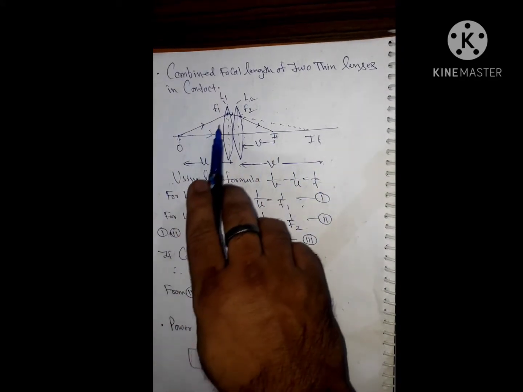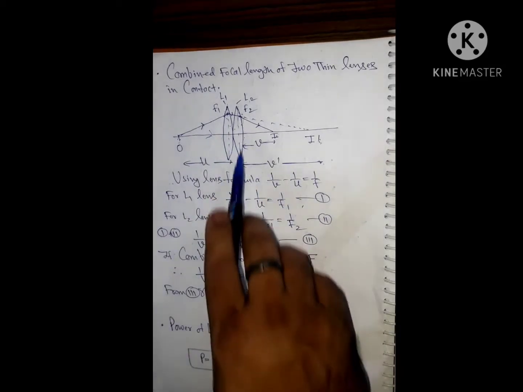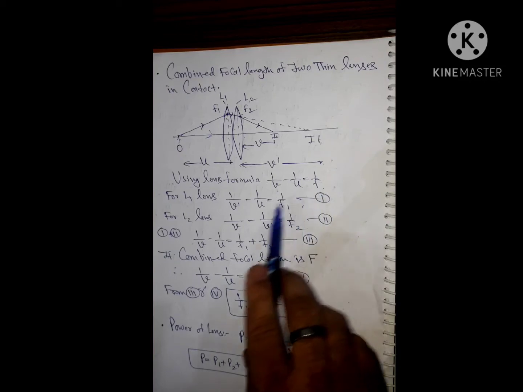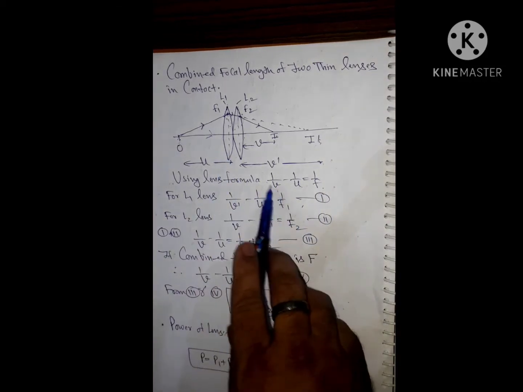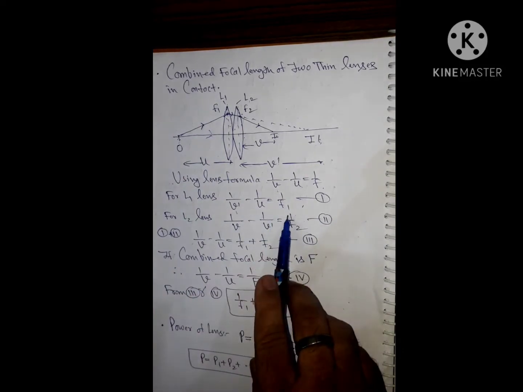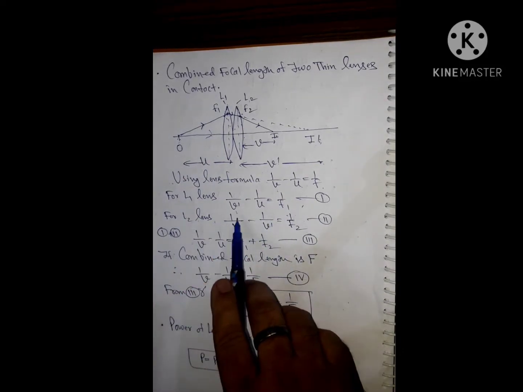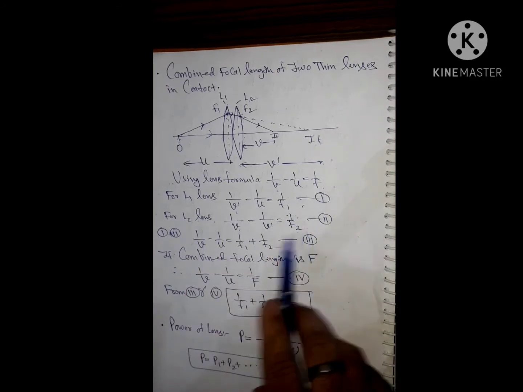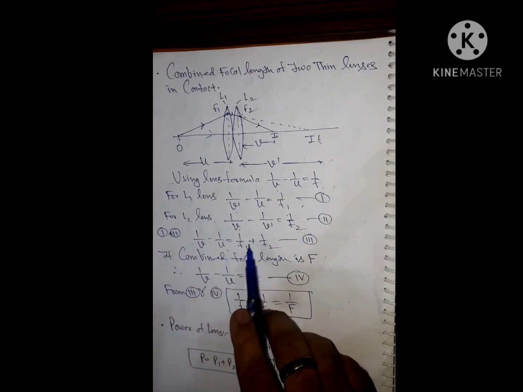Because refraction occurs due to the lens, using the lens formula 1 upon v minus 1 upon u is equal to 1 upon f. Put the values v dash, u, 1 upon f1. For the L2 lens, 1 upon v minus 1 upon v dash is equal to 1 upon f2. Add the first two equations: 1 upon v minus 1 upon u is equal to 1 upon f1 plus 1 upon f2.